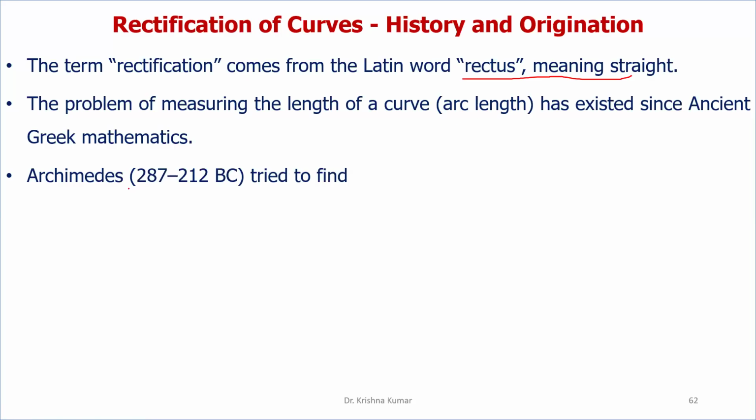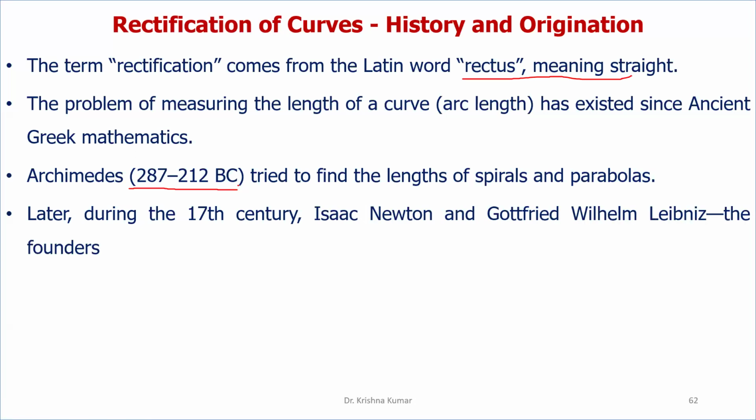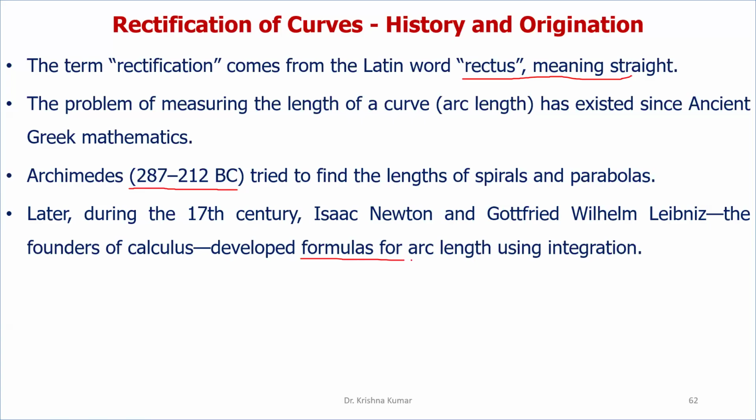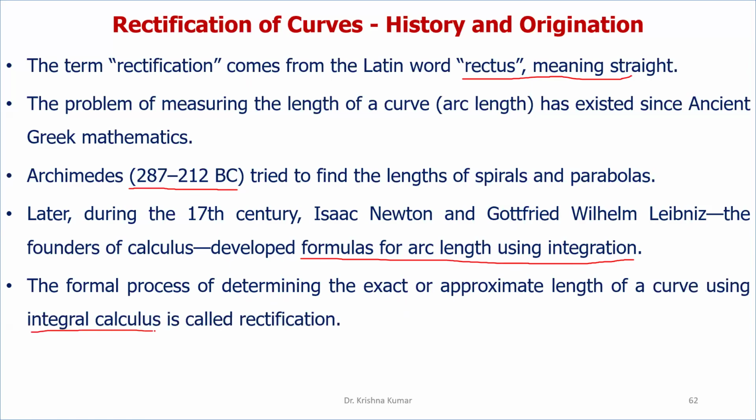Archimedes, in 287 to 212 BC, tried to find the lengths of spirals and parabolas. Later, during the 17th century, Isaac Newton and Gottfried Wilhelm Leibniz, the founders of calculus, developed a formula for arc length using integration. The formal process of determining the exact or approximate length of a curve using integral calculus is called rectification.